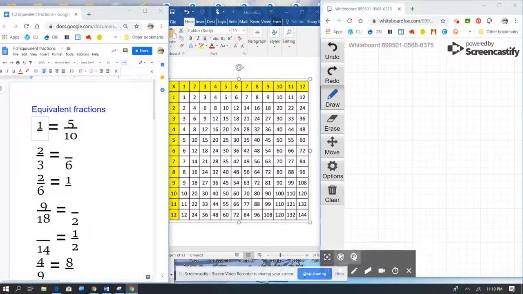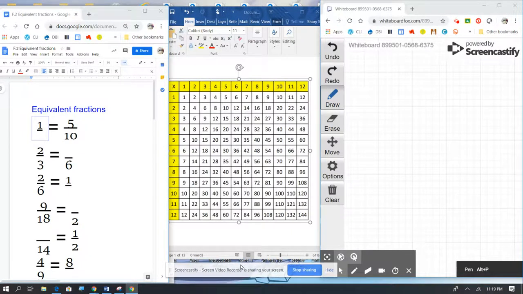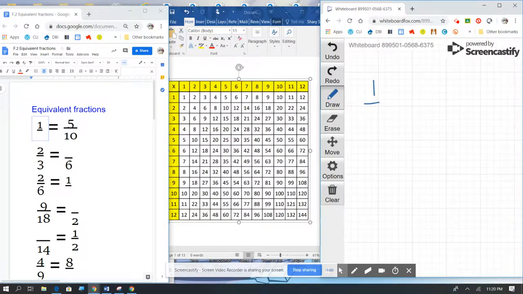Okay, class, today you're going to learn about equivalent fractions. So let's look at question 1 here. Think about 5 and 1, what's the relationship? You can look at the multiplication chart here. 5, 10, traced to 1 will be what? 2. In other words, if you look at this, 1.